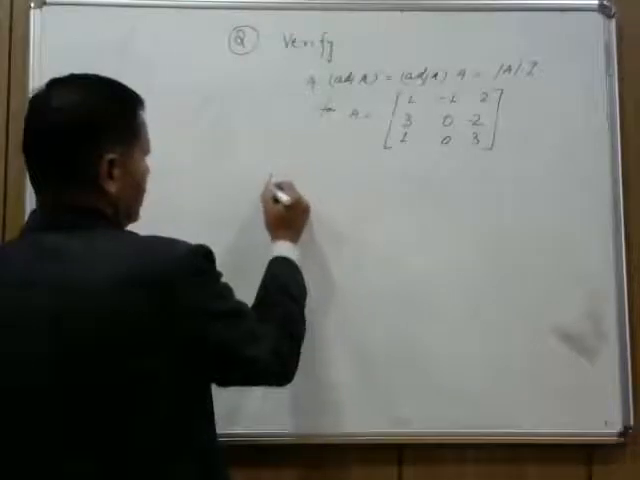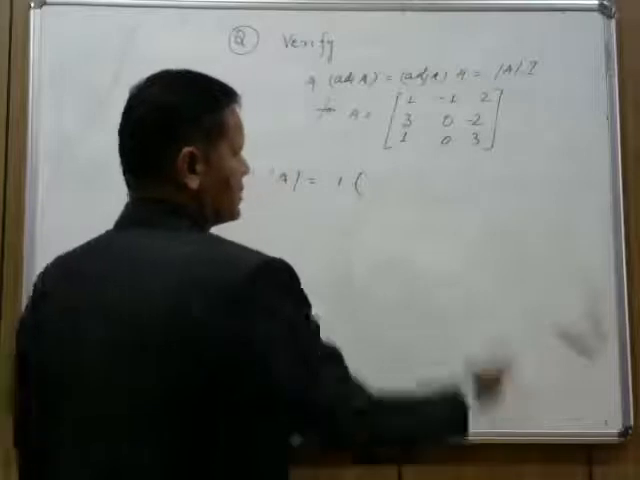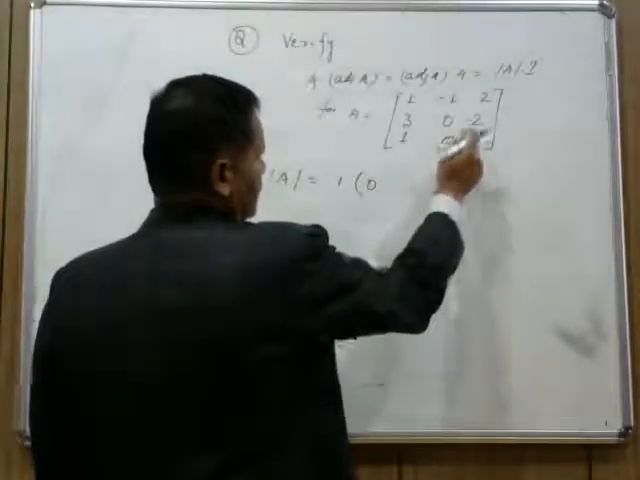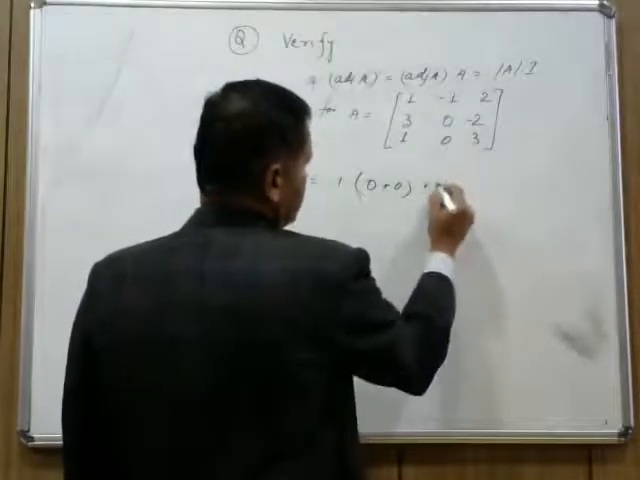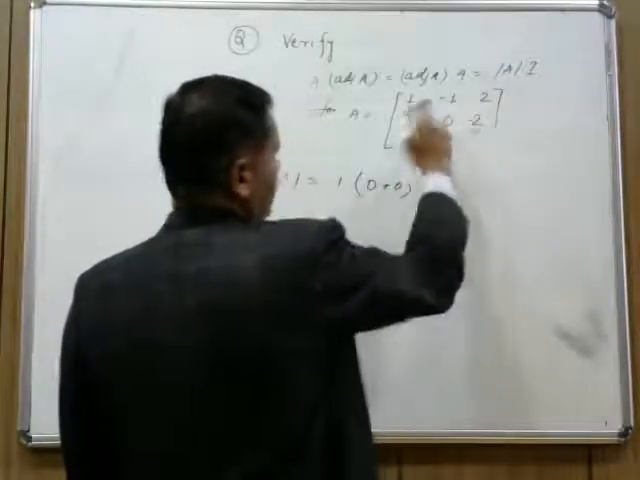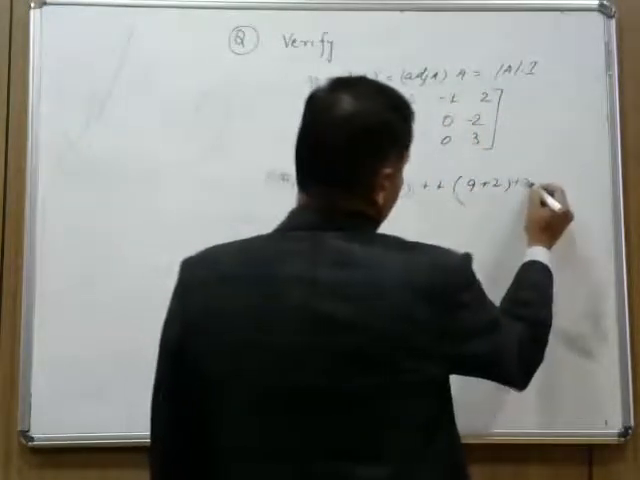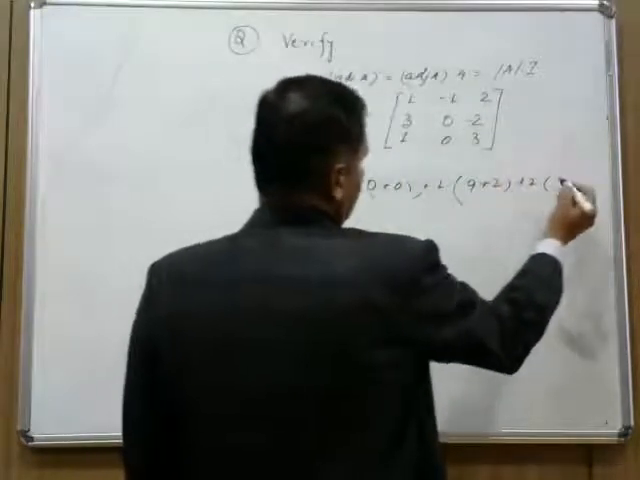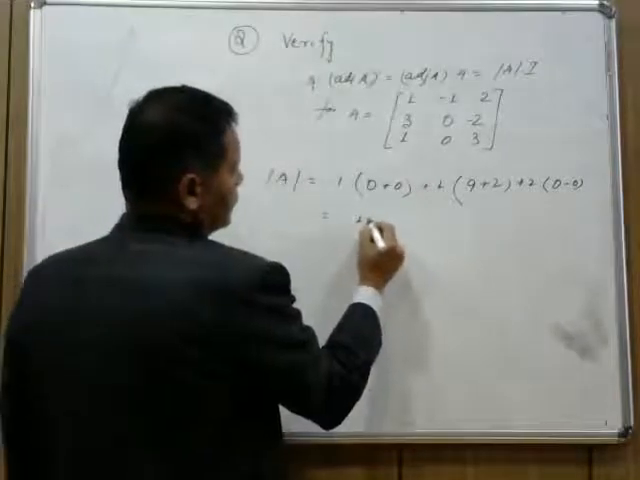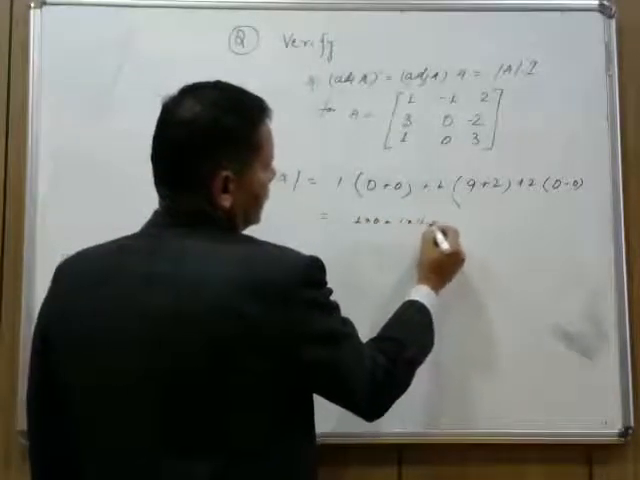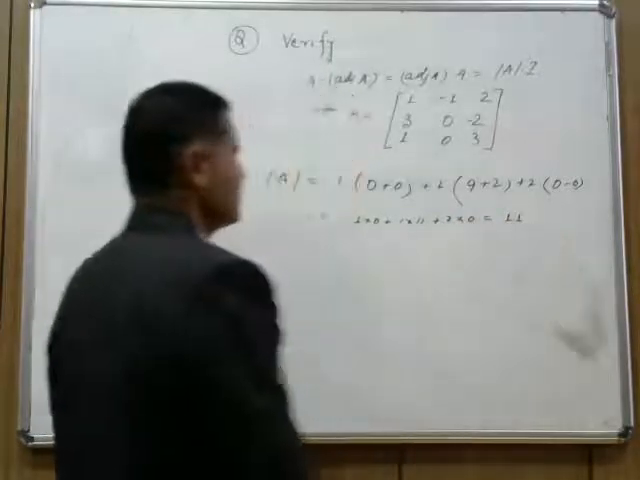First of all, we'll find the determinant of A. Determinant of A is equal to 1 into 0 (0 into 3, 0), minus 0, minus, now this becomes plus 1 into 9 plus 2, plus 2 into 0. That gives 1 into 0 plus 1 into 11 plus 2 into 0, which is equal to 11. So 11 is the value of this determinant.